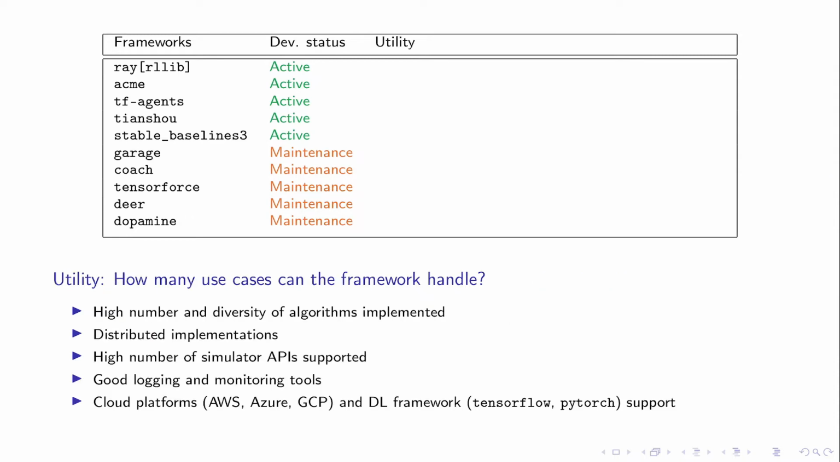The second metric is utility, or in other words, feature richness. If the framework is rich in features, it will be able to handle more use cases. The features that I looked at are the number and diversity of algorithms implemented, whether these algorithms can scale due to distributed implementations, the number of simulator APIs that are supported out of the box, whether it has good logging and monitoring support, and finally, whether it has good cloud support and deep learning framework support.